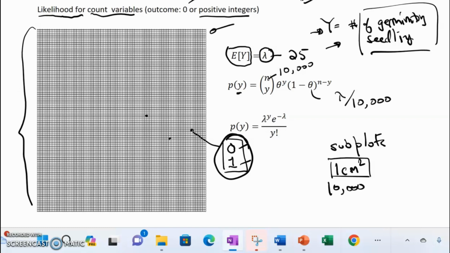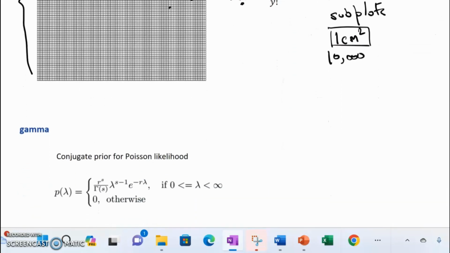And so what the mathematicians tell us is when we've got this very large value of n and this extremely small value of theta, such that the outcome in any one subplot is equal to a 0 or 1, then an alternative expression for the probability of any particular count is given as the Poisson distribution, where this is the count and this is the expected value of the number of germinating seedlings.